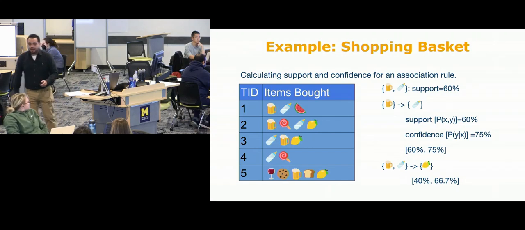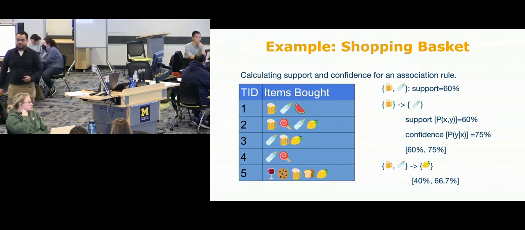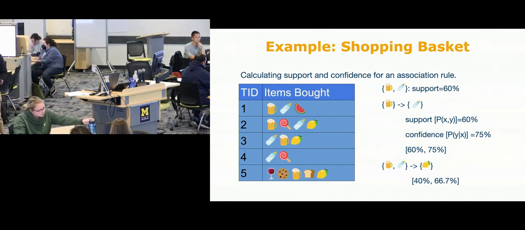Beer and milk are associated with lemons, right? So the shopping baskets that had beer and milk also had lemons. So the support for this rule, so you could see these 3 things together, that is the joint probability, is 40%, right? Because they occur in 2 out of the 5 shopping baskets, in particular shopping baskets number 2 and 3.